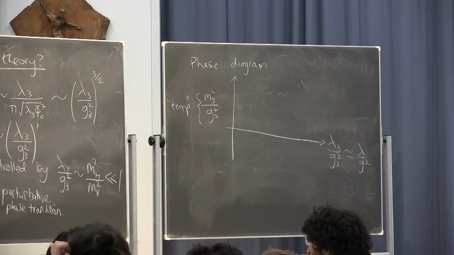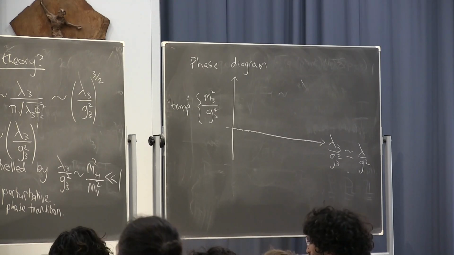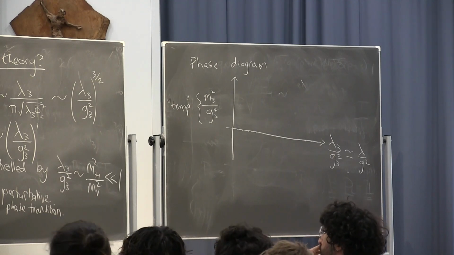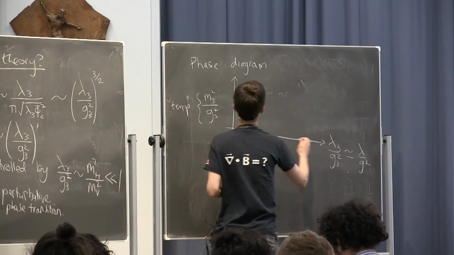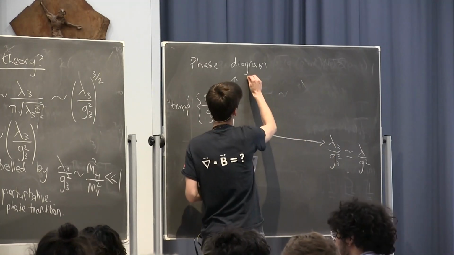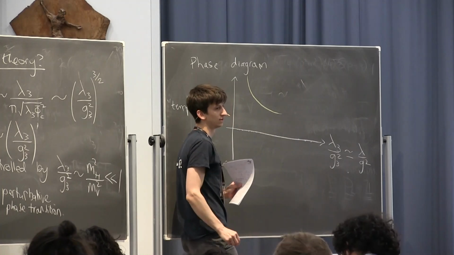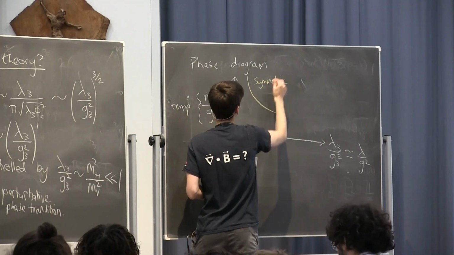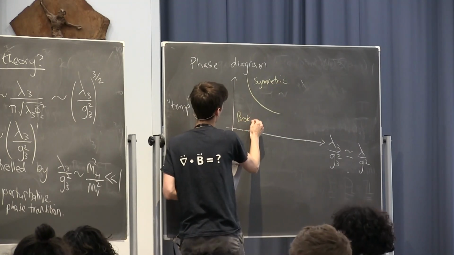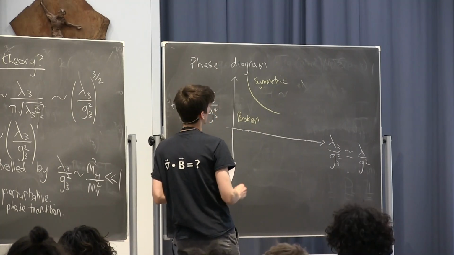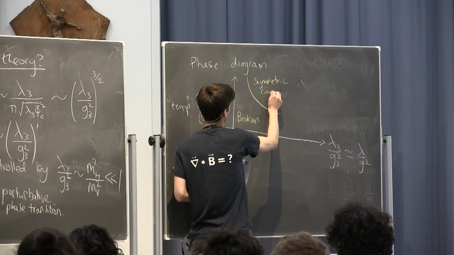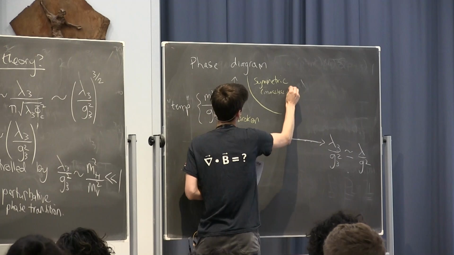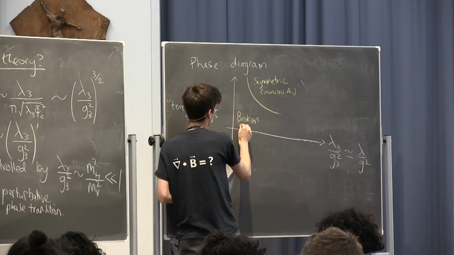And this positive mass is proportional to g3 squared on lambda 3. So it's proportional to 1 over this, which means we get a line of first order phase transitions which looks like this. And we have the symmetric phase up here, and we have the broken phase down here. And in the symmetric phase we have a massless vector. And here we have a heavy one.